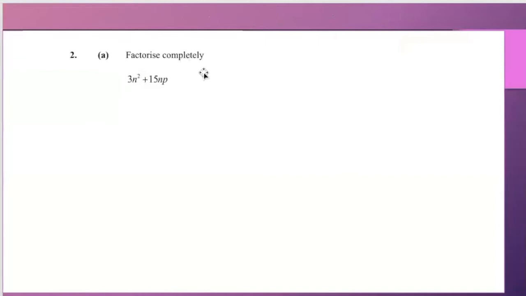So the first question, I need to factorize completely. Here I have 3n squared plus 15np, where I will have to factor what's common. Now, one way I can do this is breaking these apart, because n squared is the same thing as n times n, and 15 is 3 times 5. So breaking it apart, so that you can follow what is happening, I am going to rewrite n squared as n times n, and 15 is the same thing as 3 times 5. Then I have my np.